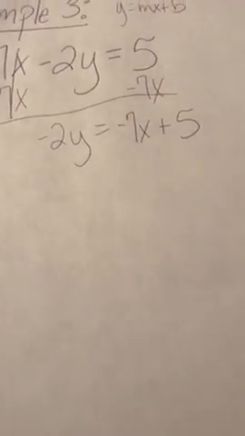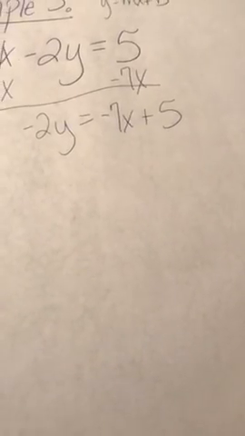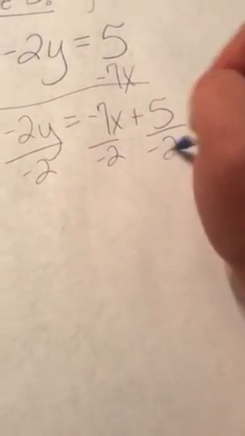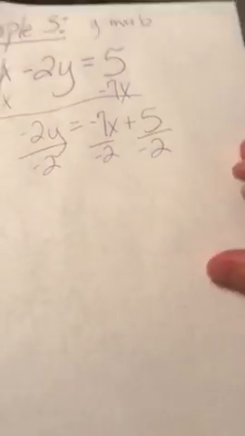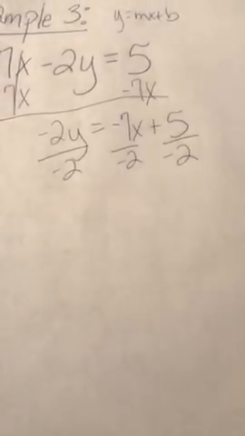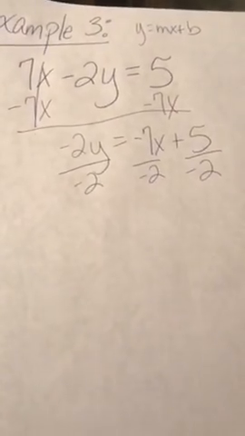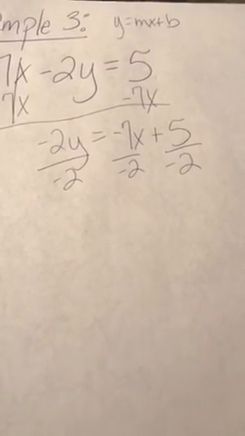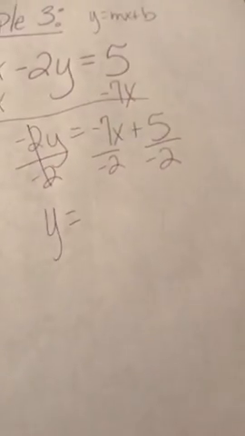Now, once again, y is not by itself. So I'm going to divide by negative 2. What I do there, I do to every term in the problem. Now guys, this isn't a unique problem. You will see problems like this. So let's go through. Okay, negative 2y divided by negative 2 is going to leave me with y.